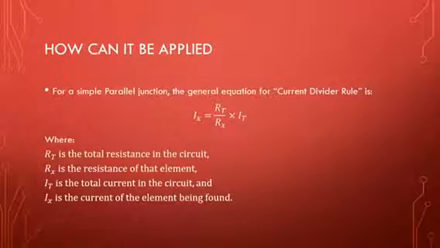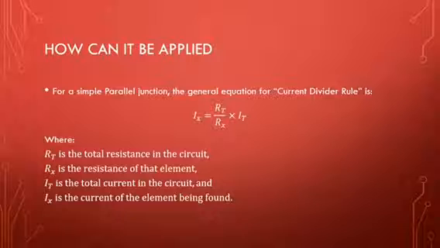For a simple parallel junction, the general equation for current divider rule is Ix is equal to RT divided by Rx times by IT, where RT is the total resistance in the circuit, Rx is the resistance of that element, IT is the total current in the circuit, and Ix is the current of the element being found.